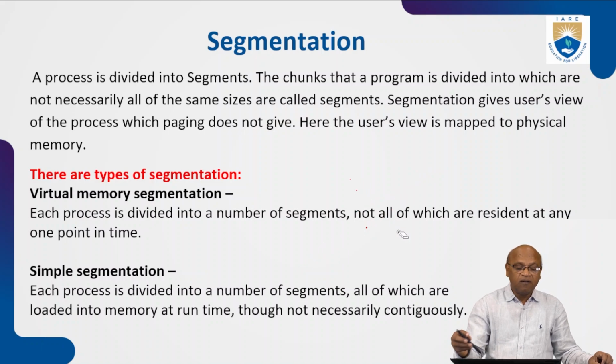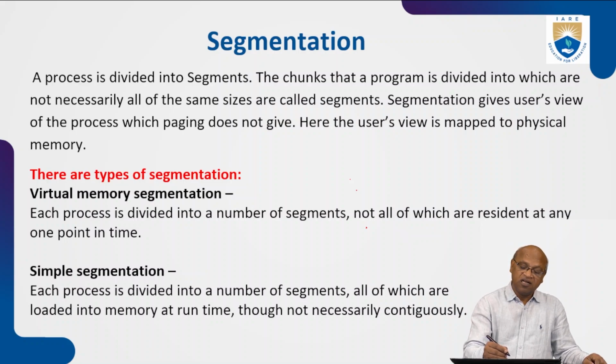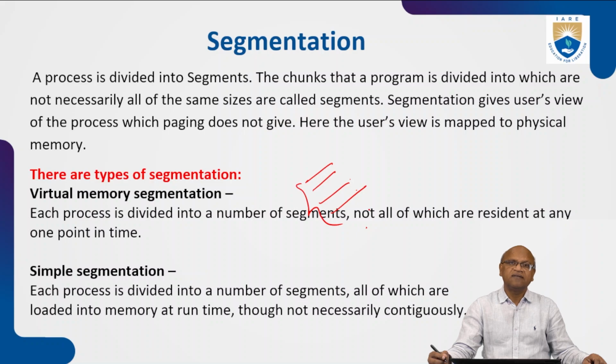In this, a process is divided into segments. A process means a program, which is what we write. This is divided into segments. The chunks that the program is divided into, which are not necessarily all of the same size, are called segments. Segments give the user's view of the process, which paging doesn't give. So here the user's view is mapped to physical memory.